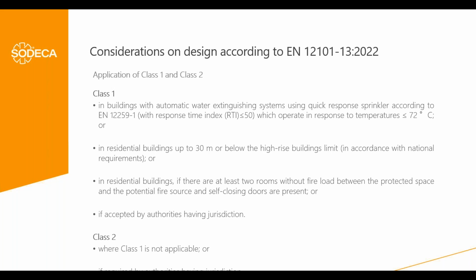Regarding class 1 and class 2, class 2 will be in general the one applied, and class 1 is not applicable if required by authorities having jurisdiction. Only in some specific cases can we consider class 1, which will be in buildings with sprinklers. Sprinklers will reduce the heat release rates or the smoke propagation, so it's clear that the velocity required in the door open condition will be less. It's also considered in residential buildings up to 30 meters, or below the high-rise building limit in accordance with national requirements.